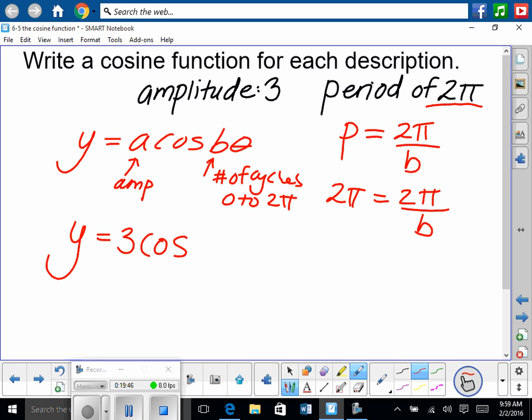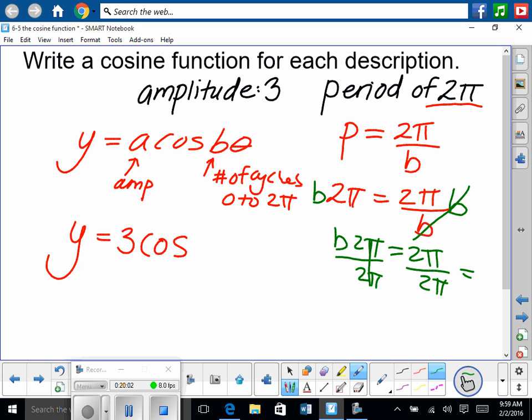Now let's solve for b algebraically. Multiply by b, it divides out over here. So we have b times 2 pi is equal to 2 pi. Now to get b alone, won't we divide by 2 pi? Divide by 2 pi, which is 1. So the b is 1. So cosine of 1 theta. I'm going to just write theta because that's the prettier answer. Pretty easy though, right? Just some algebra involved.